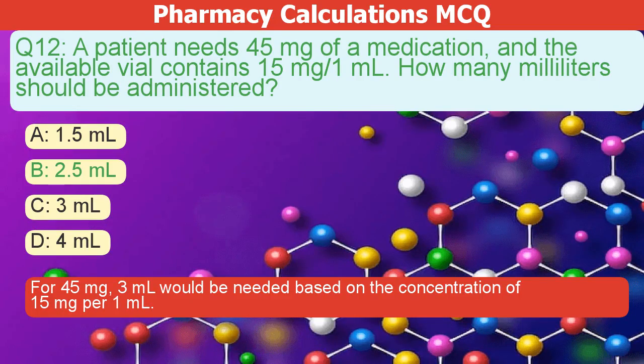The correct answer is B. For 45 milligrams, 3 milliliters would be needed. This is based on a concentration of 15 milligrams per milliliter.